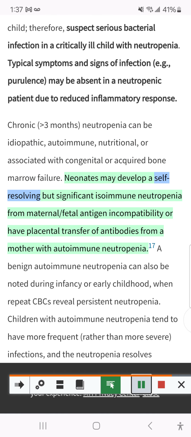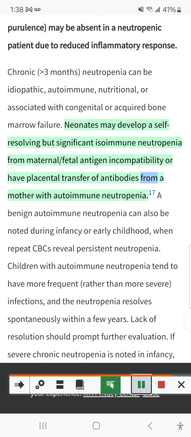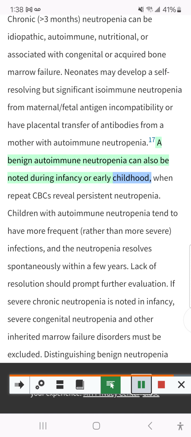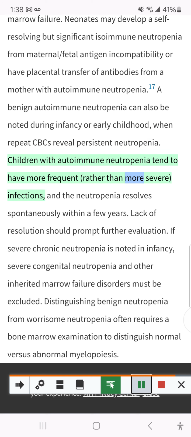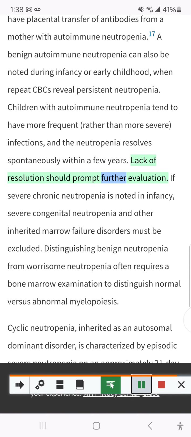Neonates may develop a self-resolving but significant isoimmune neutropenia from maternal fetal antigen incompatibility or have placental transfer of antibodies from a mother with autoimmune neutropenia. A benign autoimmune neutropenia can also be noted during infancy or early childhood, when repeat CBCs reveal persistent neutropenia. Children with autoimmune neutropenia tend to have more frequent, rather than more severe, infections, and the neutropenia resolves spontaneously within a few years. Lack of resolution should prompt further evaluation.